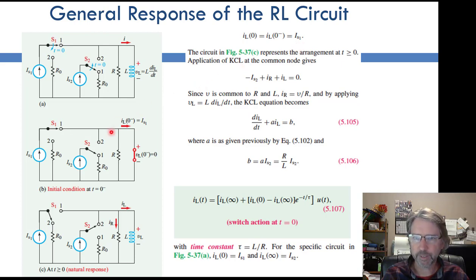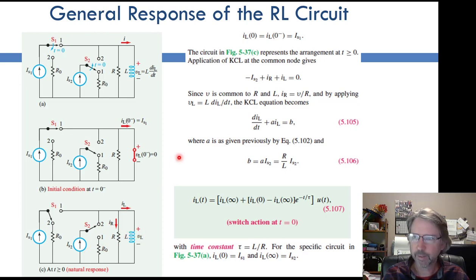Then we look at the circuit for t greater than 0. We have the switch over here, and the switch over here. So this is not doing anything, and this is not doing anything. So we have the current source with a resistor in parallel and an inductor in parallel. So this is a Norton equivalent circuit, a current source and a resistor in parallel. So if we can analyze this, we can do it for any Norton equivalent circuit.